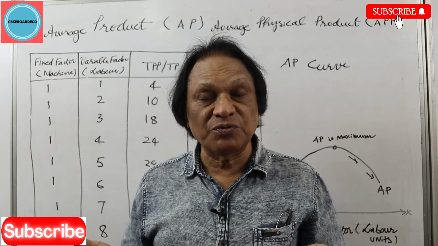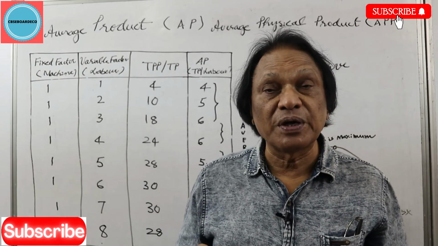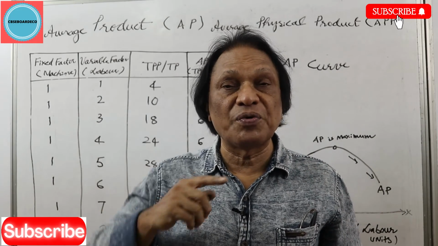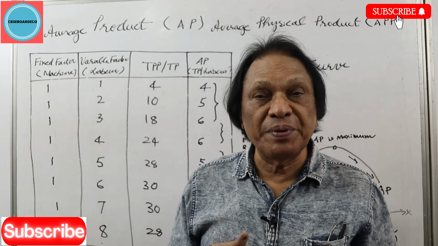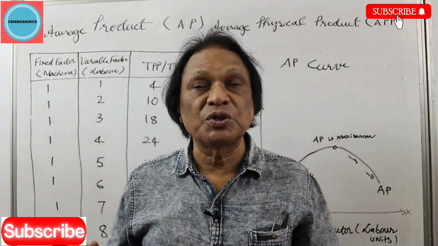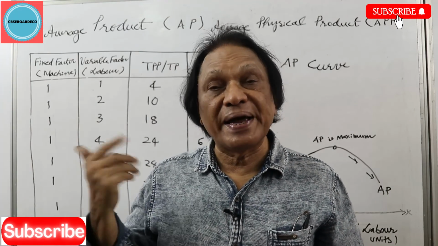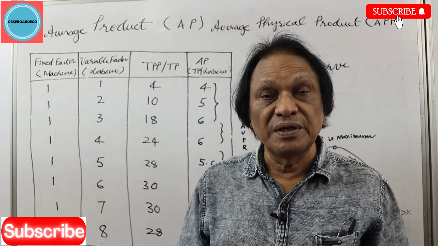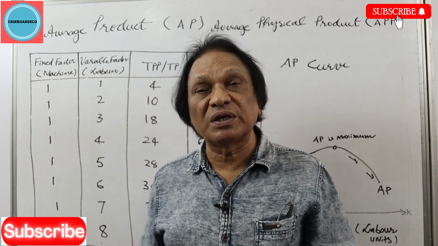What happens to AP as we go on increasing more number of units of labor? AP first will go up, then reaches the maximum and comes down. That's why AP curve will go up and then come down. And AP can never be 0. So AP in simple terms may be hypothetical figures 4, 5, 6. Then it comes down 6, 5, 4, 3, somewhat like this. That's about average product. I'm sure you must have got the concept.